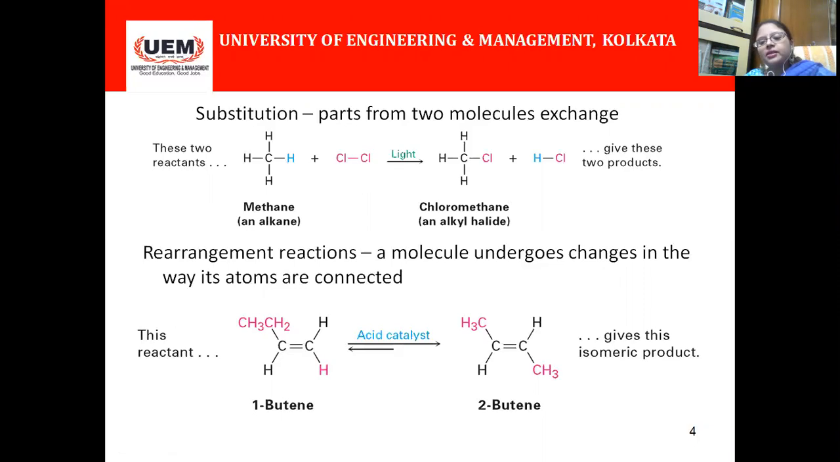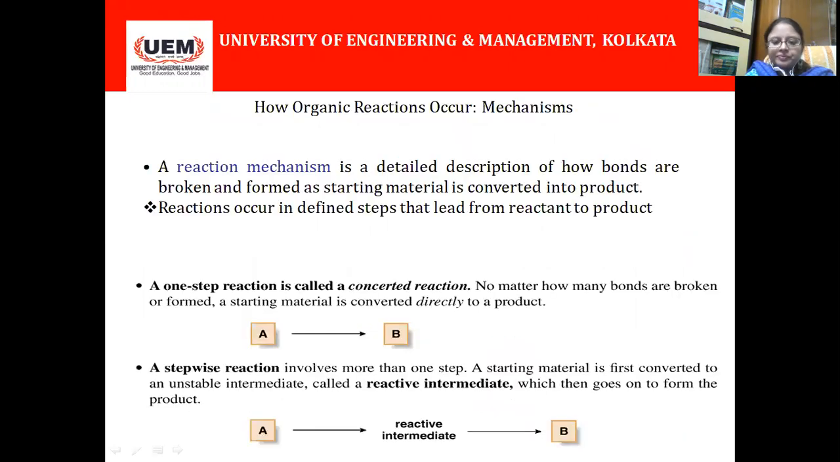Now there is another kind of reaction called the rearrangement reaction. In a rearrangement reaction, the molecule undergoes a change in which the atoms are rearranged. So if you want to convert 1-butene through acid catalysis to 2-butene, it is called the rearrangement reaction.